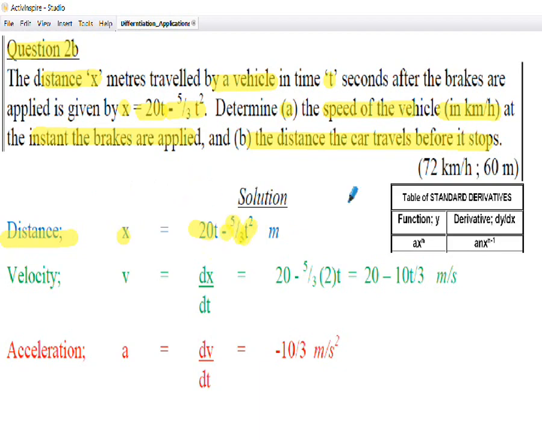We differentiate that, again we've got standard forms here, to find the velocity equation. So v, the dx by dt, is equal to 20 minus 5 upon 3 times 2 times t. That simplifies to 20 minus 10t upon 3. I'll let you look at the calculations there. And then the acceleration, a, is now dv by dt, and again differentiating the velocity, we get minus 10 upon 3. The constant 20 disappears and the t disappears from the standard tables.